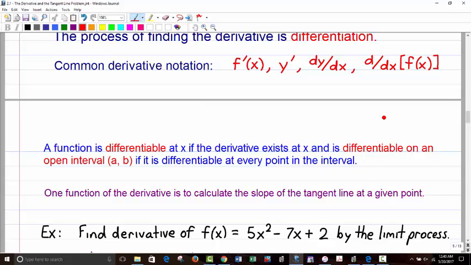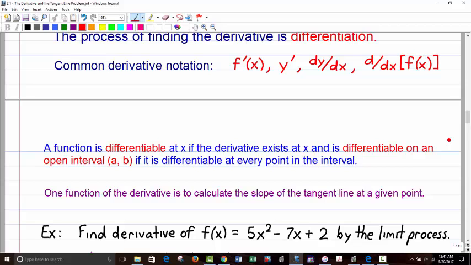So now we have derivative, differentiation, differentiable. A function is differentiable at x if the derivative exists at x, and it's differentiable in an open interval a to b if it's differentiable at every point in the interval. And that's one thing we'll talk about a little later. I'm not sure if it's in this section or a different video, but derivatives don't exist at the actual endpoint. So it can only be differentiable in an open interval. It can't be differentiable in any kind of closed interval.